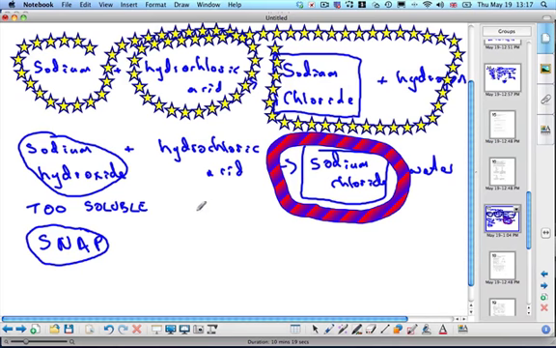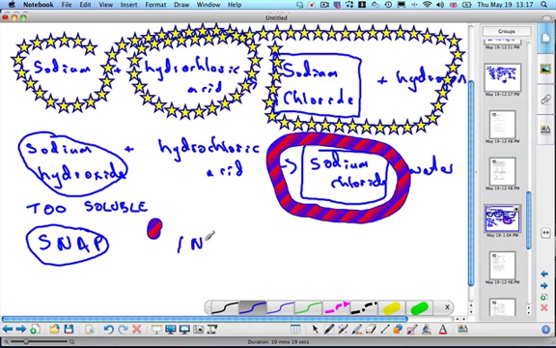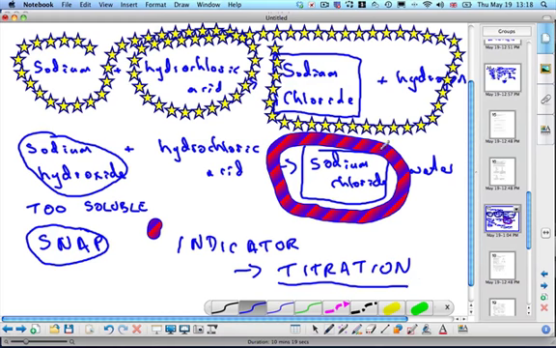So we need a way to know exactly how much solution of this to add to this. And we need therefore to use an indicator. And we need to measure the glassware very accurately in a process called titration. So, when the thing that you want to add to the acid is soluble, i.e. it's an alkali, you must use titration. Okay?